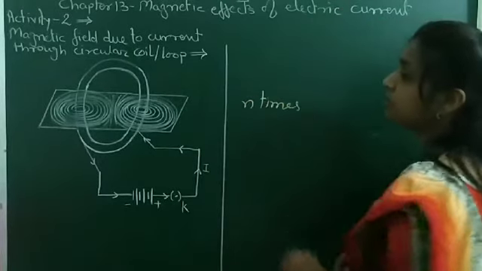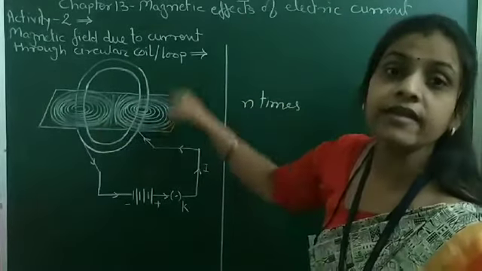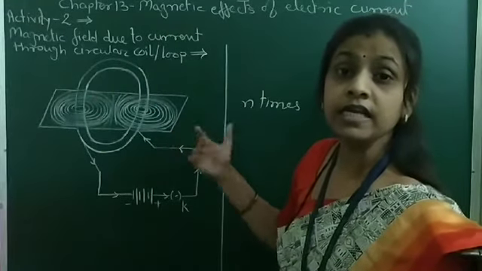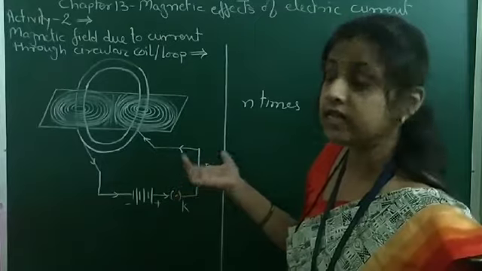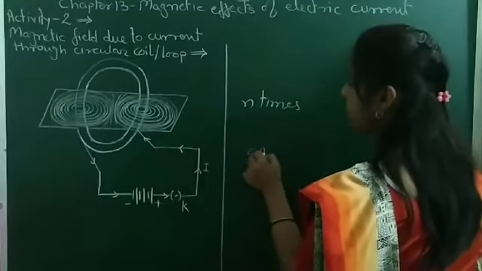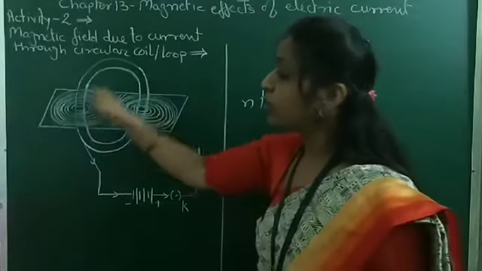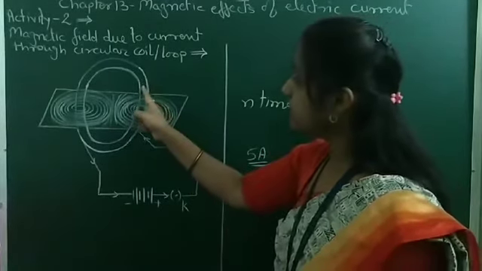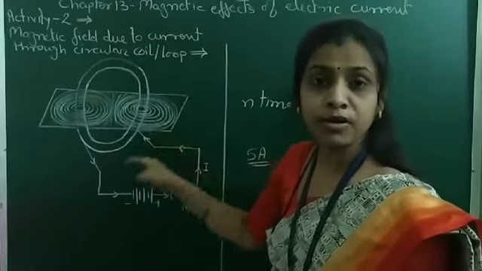Why n times? Because the coil is made up of n number of turns, and as the electric current increases, the magnetic field also increases. For example, suppose 5 ampere current is flowing through 1 turn of the wire, then this coil is made up of n number of turns.